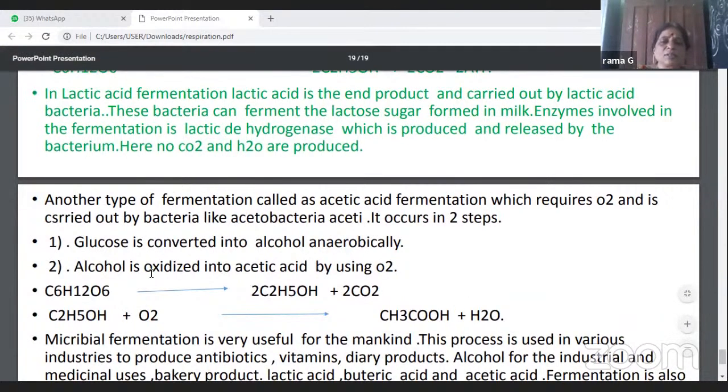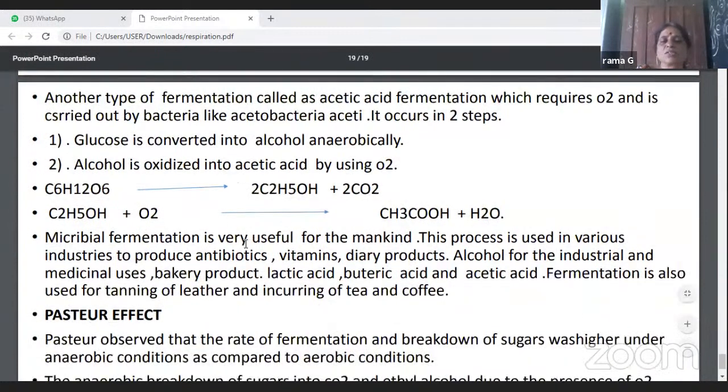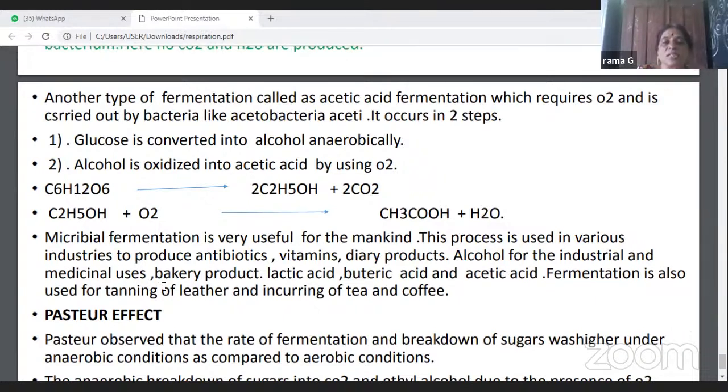Microbial fermentation is very useful for mankind. Why? Because this process is used in various industries to produce antibiotics, vitamins, dairy products, etc. In all these industries, these microbes play an important role. Alcohol is used for industrial and medicinal purposes, in medicinal preparations and bakery products. In the preparation of bakery products also, these microbes are helpful.